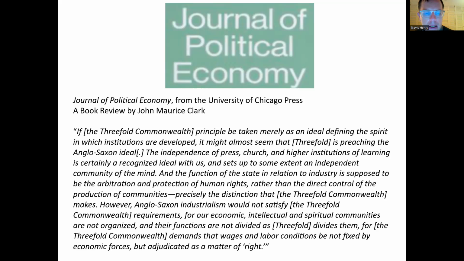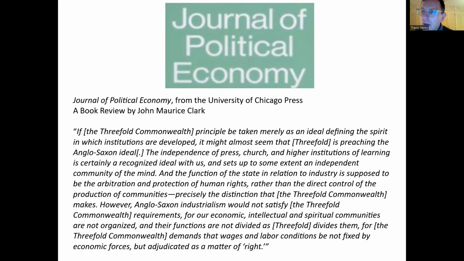So he says the Anglo-Saxon separation of industry and government is similar to the threefold commonwealth. However, Anglo-Saxon industrialism would not satisfy the threefold commonwealth requirements, for our economic, intellectual, and spiritual communities are not organized, and their functions are not divided as the threefold commonwealth divides them. For the threefold commonwealth demands that wages and labor conditions be not fixed by economic forces, but be adjudicated as a matter of right.